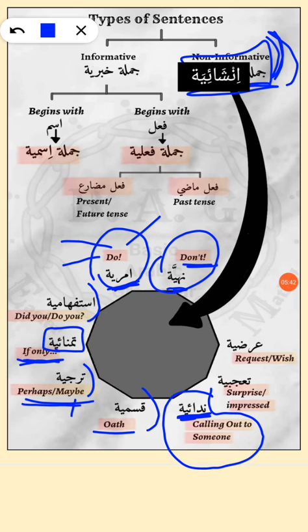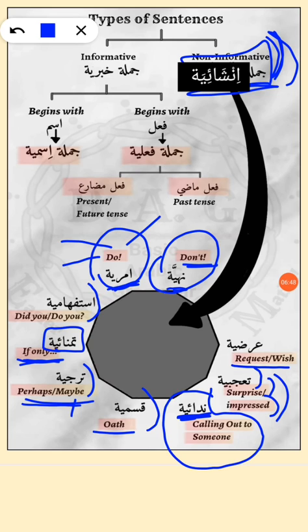Next is your tajubiyah. Tajub. Those who know Urdu would be familiar with this word, tajub. So what is this? To express surprise or the fact that you may be impressed by someone or something. What a wonderful present, for example. So this kind of thing falls here. Next you have arzia. This is request or wish. I request you to do something. So this is your arzia.